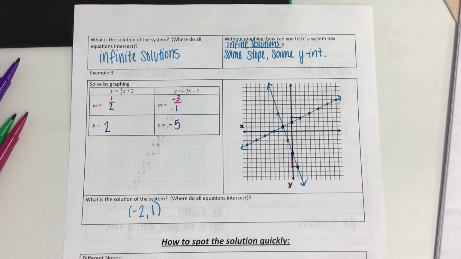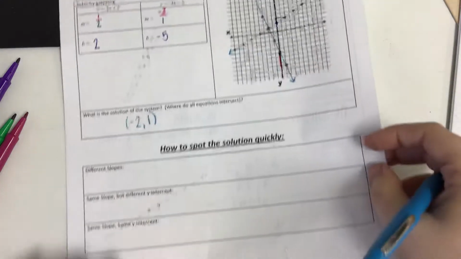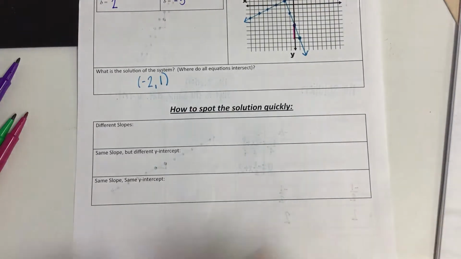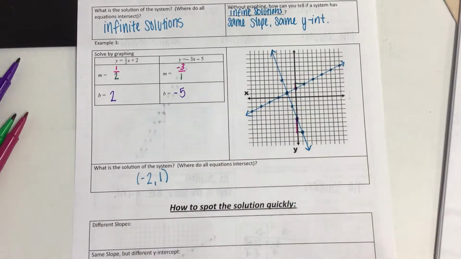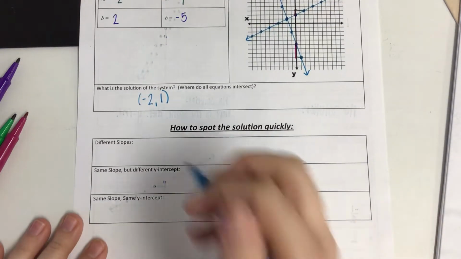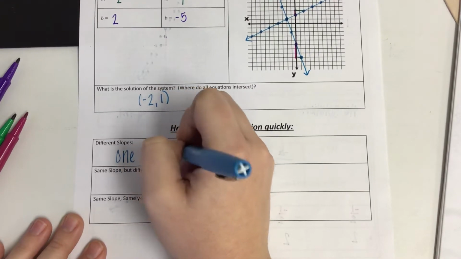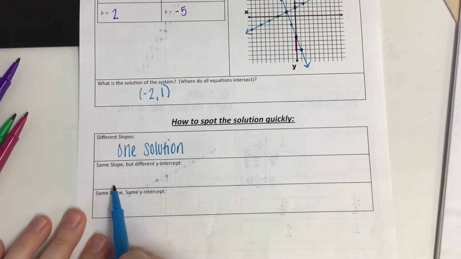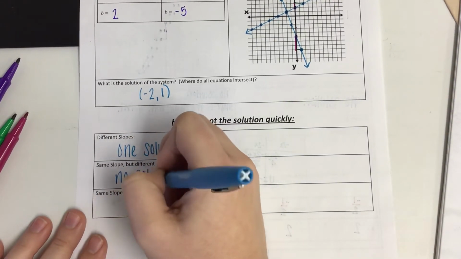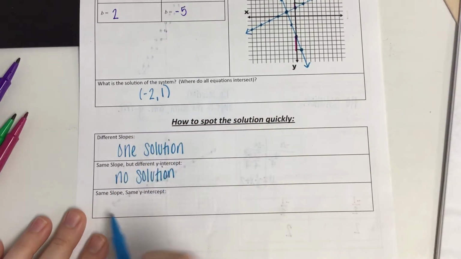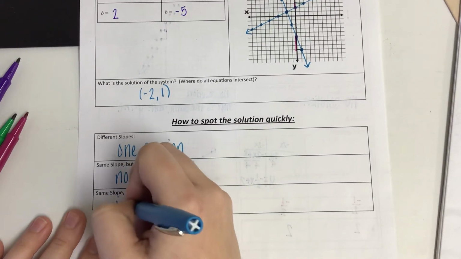So at the bottom, let's review how to spot solutions quickly. If there are different slopes, like what we had here, a slope of 1/2 and a slope of -3, that is one solution. If they have the same slope but different y-intercept, that is no solution. And if they have the same slope and the same y-intercept, that is infinite solutions.